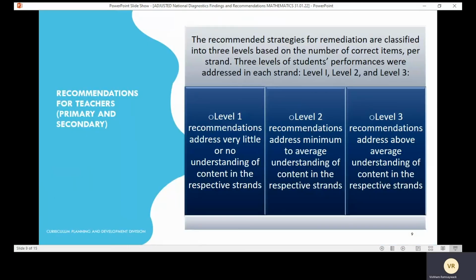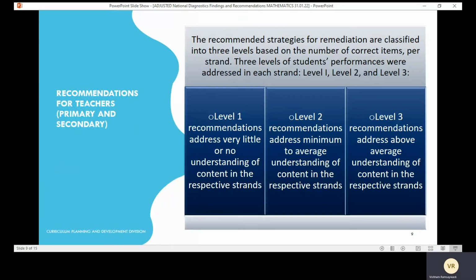Now let's look at some of the recommendations for teachers for primary and secondary. These excerpts are taken from the document shared with teachers of primary and secondary schools. The recommended strategies for remediation are classified into 3 levels based on the number of correct items per strand. 3 levels of students' performances were addressed in each strand: levels 1, 2, and 3.